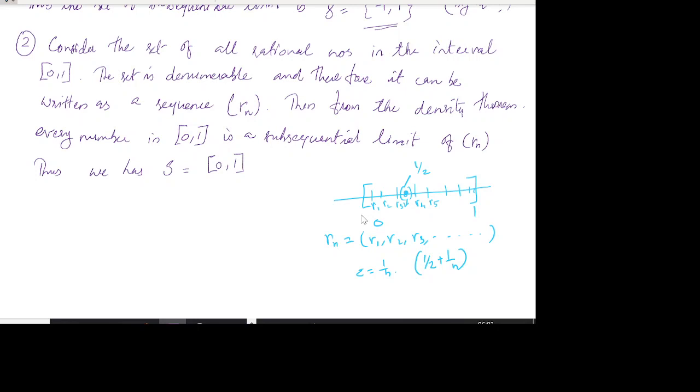So this entire set will become our set of subsequential limits.